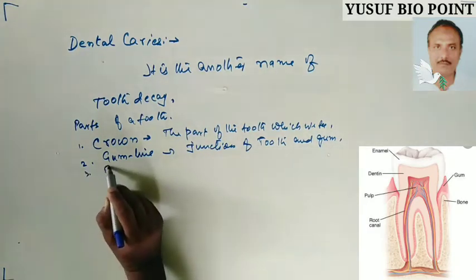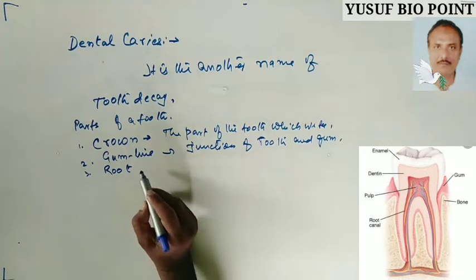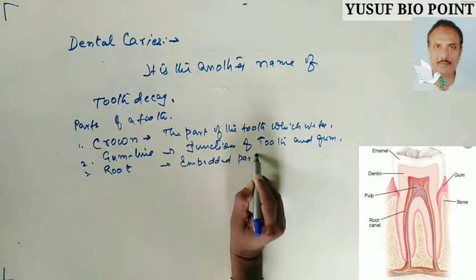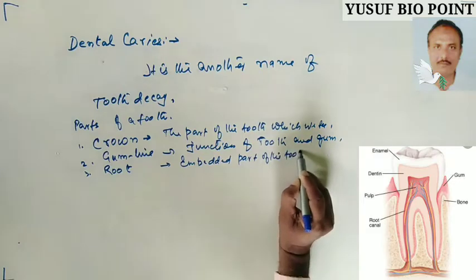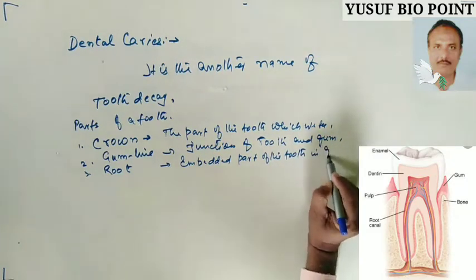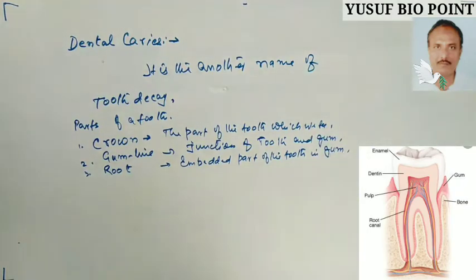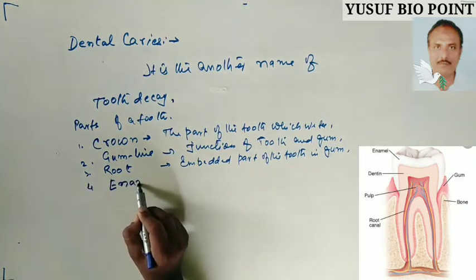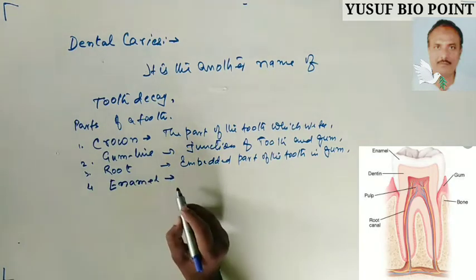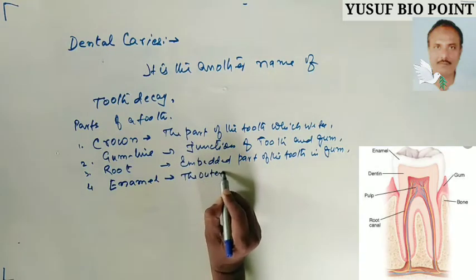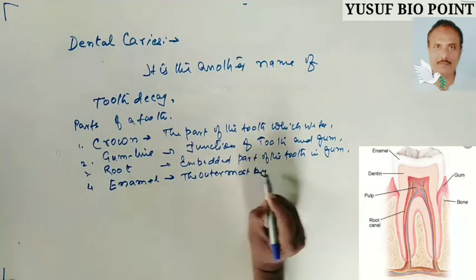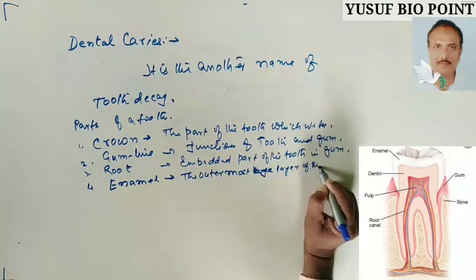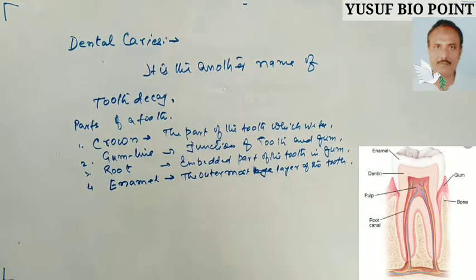Next one is the root. It is the embedded part of the tooth in the gum. That part which is embedded in the gum is called the root of the tooth. Next one, enamel. The outermost layer of the tooth is called enamel.